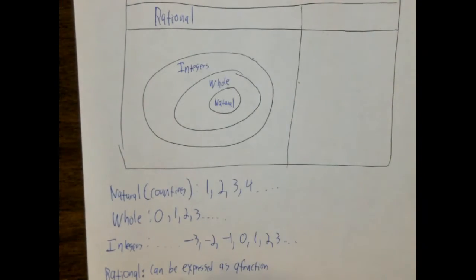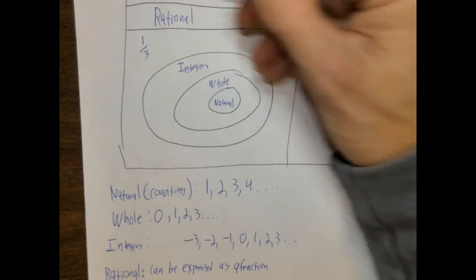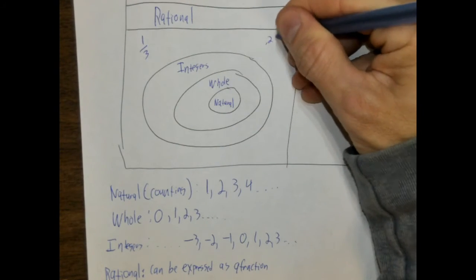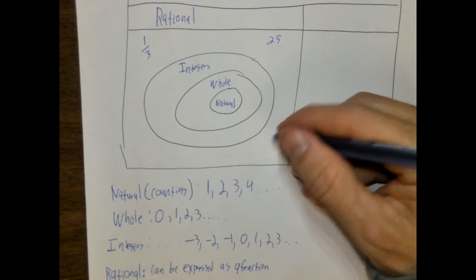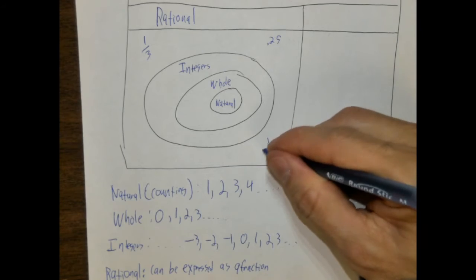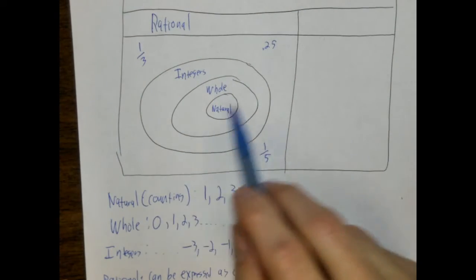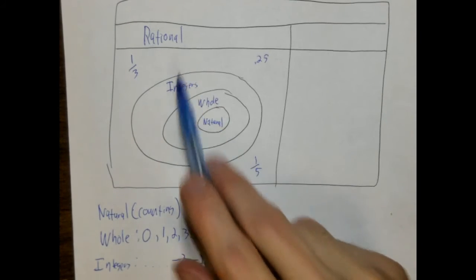So let's think of some numbers that can be expressed as a fraction. 1/3, right? Or 25 hundredths, we could write as a decimal. Or, let's think of another one. 1/5, right? So these are all examples of rational numbers, and they don't belong in any of these other circles, but they are considered rational. Now there's still other numbers, though.